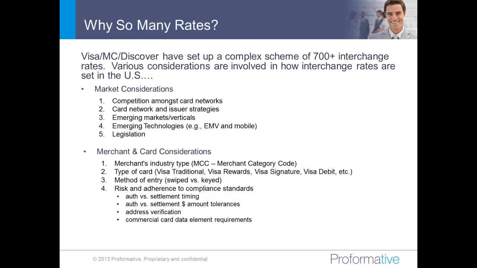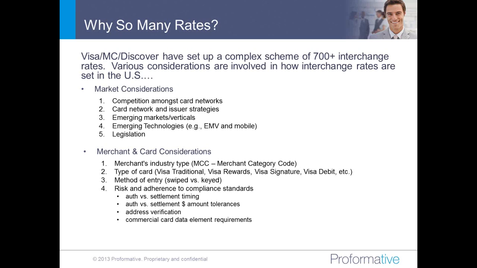So one of the questions that we get asked very often when you go download a Visa, MasterCard interchange table is, why are there so many interchange rates? If you combine the three networks together, you're going to find there are over 700 interchange categories. They have proliferated over the years, and there are a lot of macro market considerations and micro merchant-specific considerations that have given rise to so many interchange rates. So let me touch on a few.